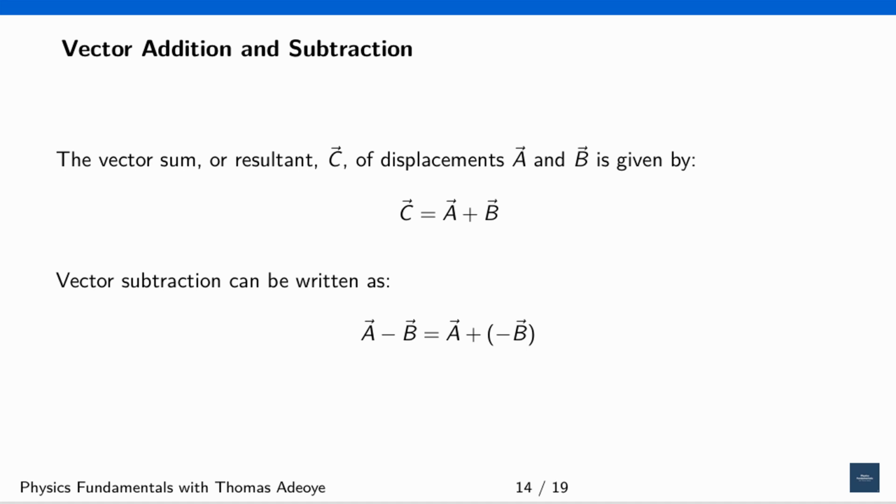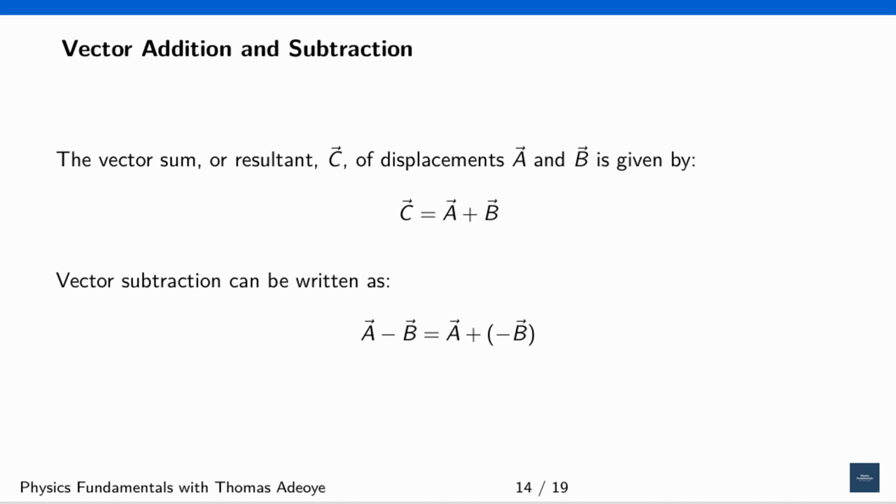Now by definition, the vector sum or resultant C of displacements A and B, displacement is a vector quantity, and this is a letter with an arrowhead. I've told you how to denote it. So C equals A plus B. This is the mathematical representation. If they ask you to find the sum, or in other words the resultant, of vectors A and B, you say that C is equal to A plus B.